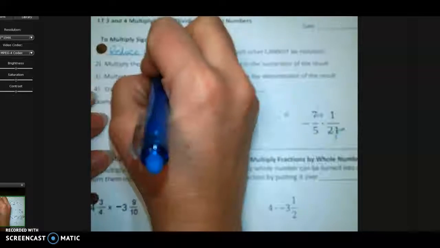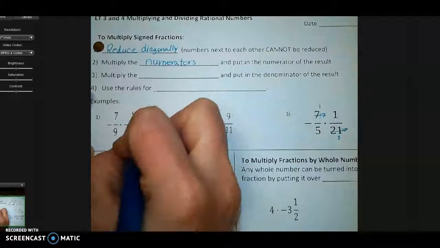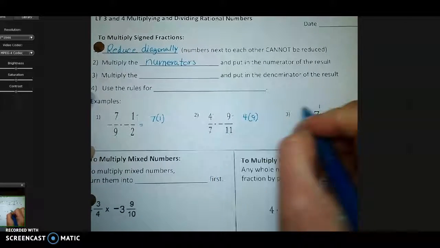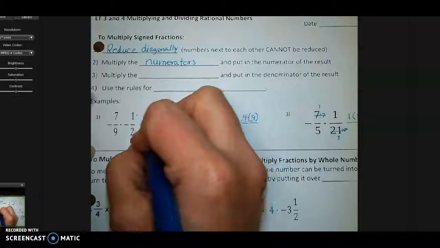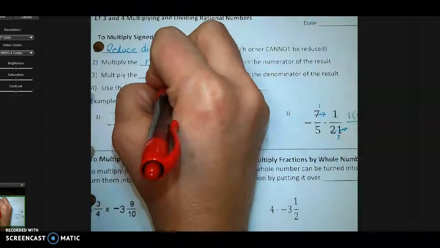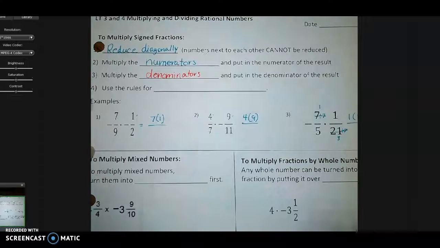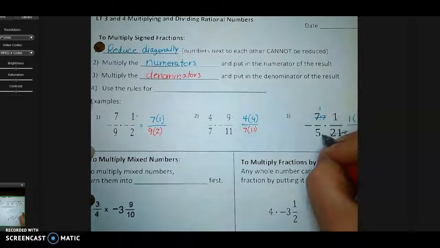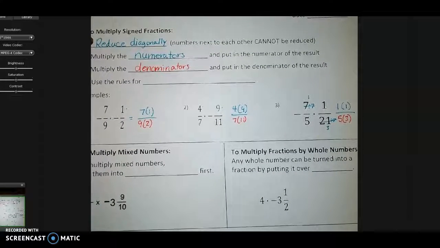The next step is to multiply the numerators. So I'm going to do 7 times 1 here. 4 times 9 here, and because I reduced here, it's going to be 1 times 1. The next thing I'm going to do is multiply the denominators. Remember, I do not need a common denominator when I'm multiplying. So here I've got 9 times 2, 7 times 11, and over here I've got 5 times 3 because of that reducing before I started.